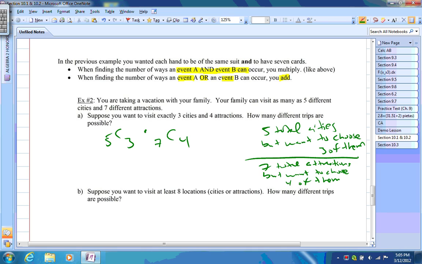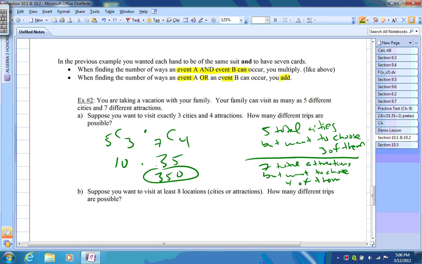And so if you work it out on the calculator, 5, math, PRB, nCr, 3, you get 10. And if I do 7C4, I get 35. So it's 350 different trips are possible.